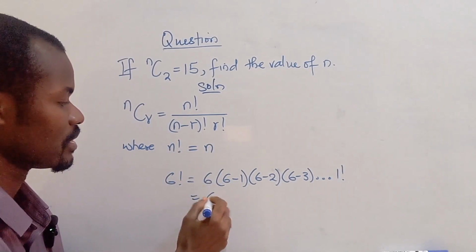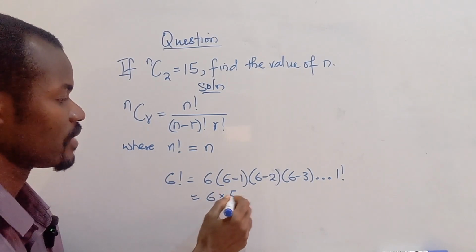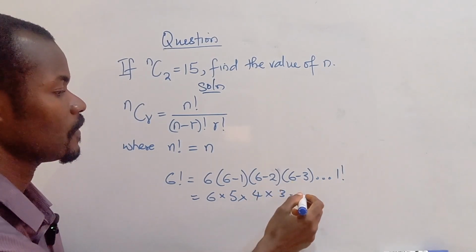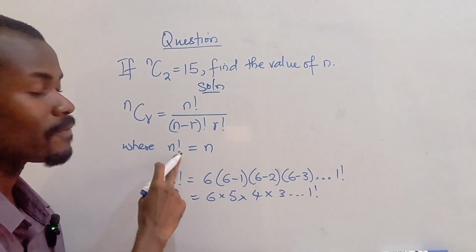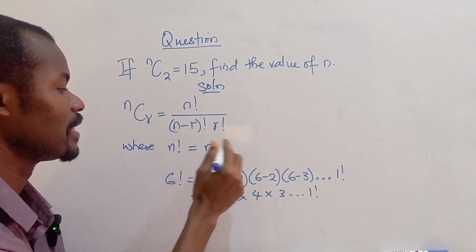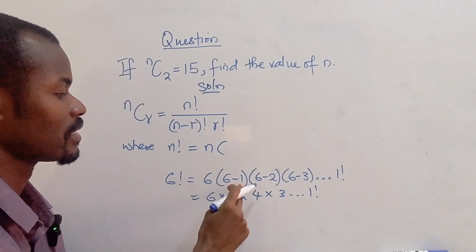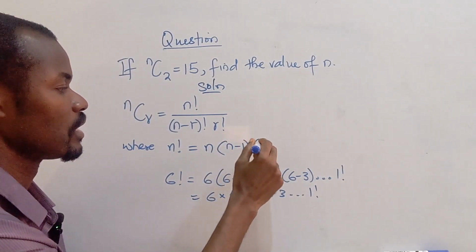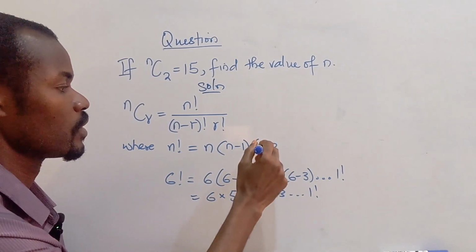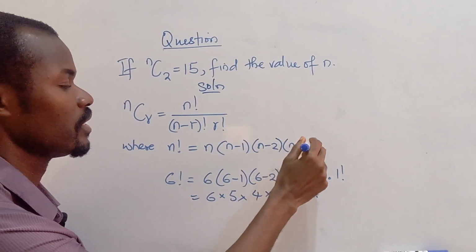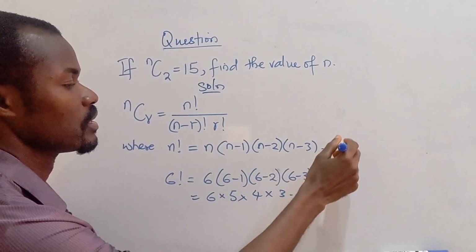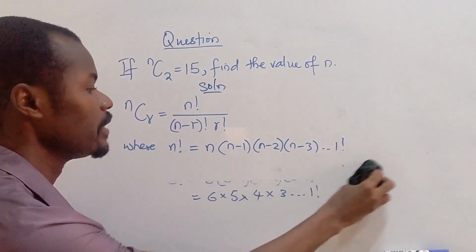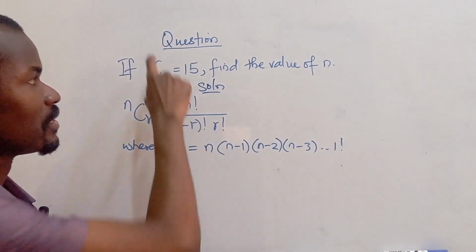Remember, this also means 6 times 5 times 4 times 3, and so on. So n factorial also means n multiplied by n minus 1, then n minus 2, then n minus 3, until we get to 1 factorial. Alright, so having gotten the idea, we are going to apply it to this expression.